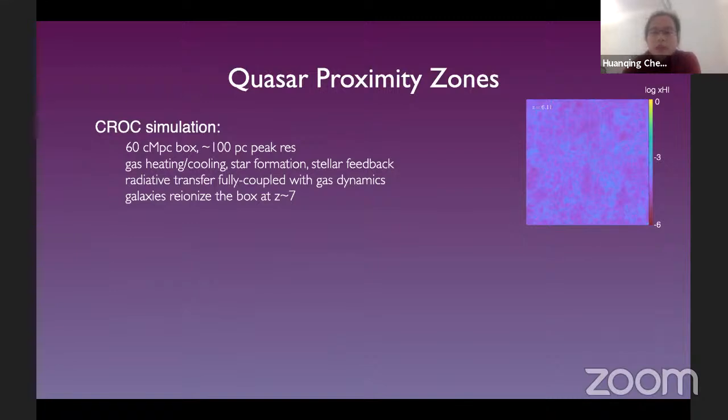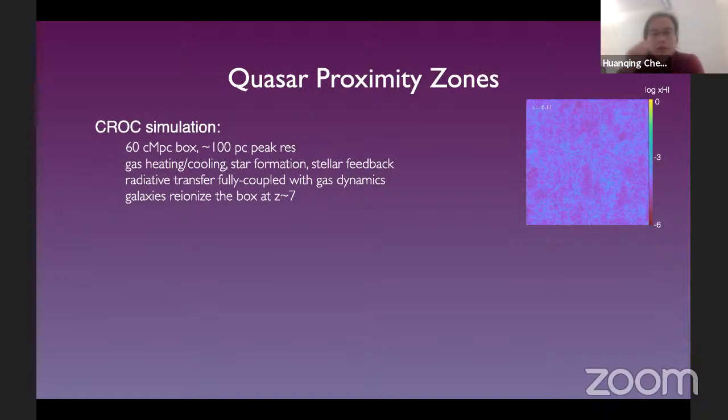And we studied them in a simulation. So we start with a Crash simulation. It is a cosmological box with the adaptive refinement technique. We resolve the galaxies, and in the simulation we include the relevant physics of gas heating and cooling, star formation, stellar feedback, as well as radiative transfer. In the full simulation, the galaxies are the main reionization source and the whole box reionizes at around redshift 7. So the 3D simulation doesn't include individual quasars.